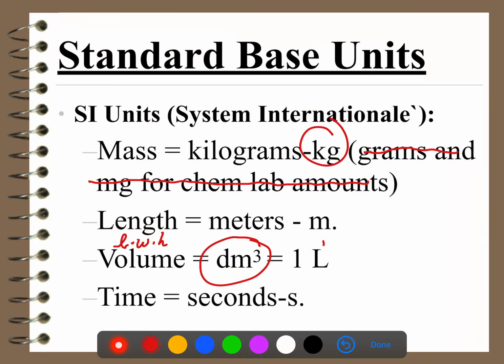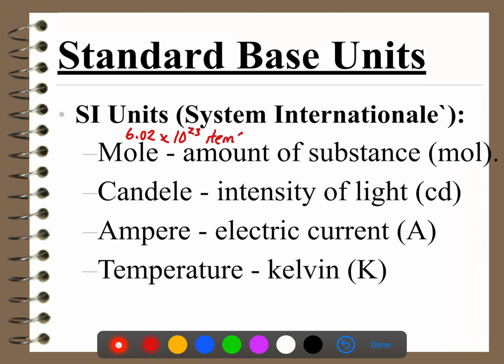Time is measured in seconds in the SI system. The counting amount for molecules and atoms, we're going to talk about in Chapter 8. It's something called the mole. And if a dozen is 12, a mole is 602 sextillion, so 6.02 times 10 to the 23rd items. That is a lot of items. You do not have to know that number. That's called the Avogadro constant, and we'll talk about it in Chapter 8.2.